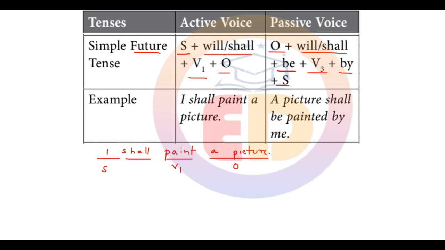Writing this in the passive form. Let's write down the object first, a picture. Use shall followed by be plus third form of the verb. Third form of paint will be painted, followed by by. Convert I to its object form. It is me. That's the passive voice. A picture shall be painted by me in the simple future tense.